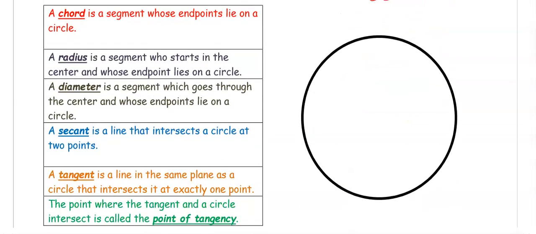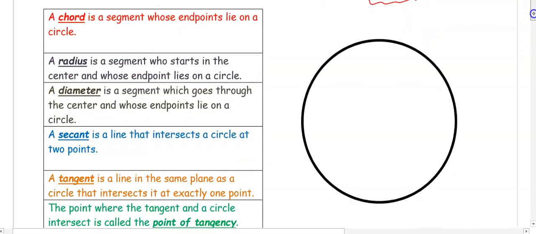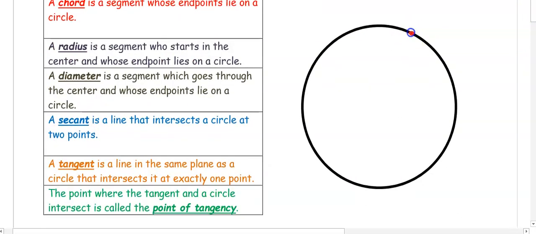So a couple of vocab words. The first is a chord. A chord is a segment whose endpoints lie on the circle. So if I go from here to here, this would be a chord. So AB would be a chord. It's got a start and an endpoint. We could also call it BA.